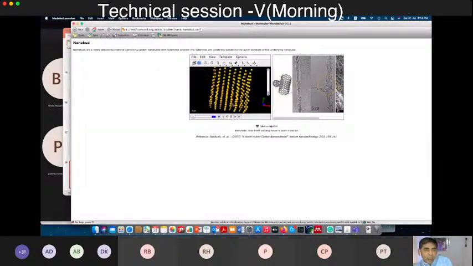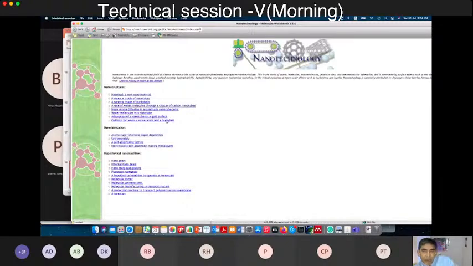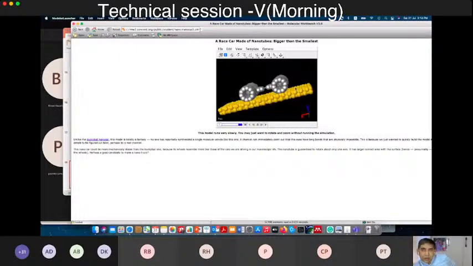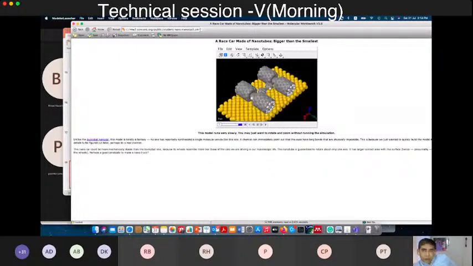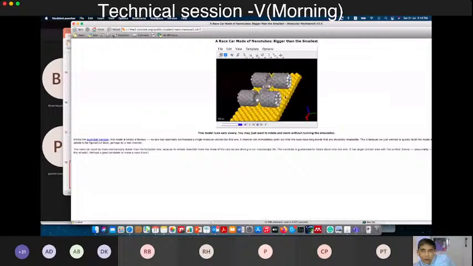A nanocar made of nanotubes. Even people are making car-like molecules. So they have a substrate. They deposited carbon nanotube on top of it, and then it is simulated. You see, this is car-like, like a Formula One car. So there are four wheels. This is all made of nanotubes.